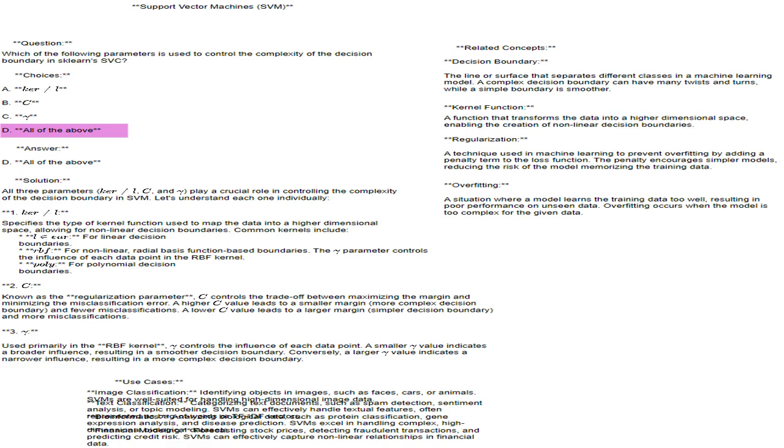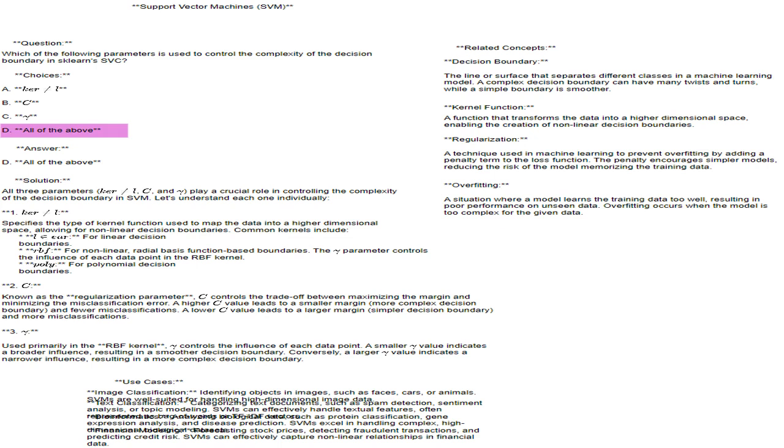It doesn't directly control the complexity of the decision boundary, but it defines the shape of the decision boundary, allowing for linear or nonlinear separation. It is a fundamental parameter that influences the model's capability to learn complex relationships. False. The C parameter, also known as the regularization parameter, directly controls the complexity of the decision boundary.